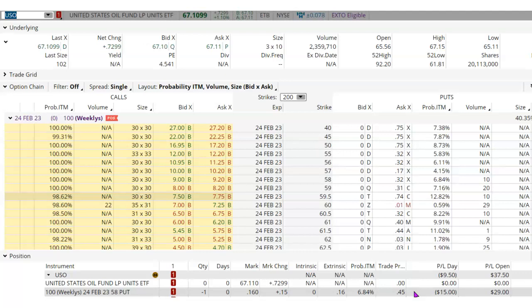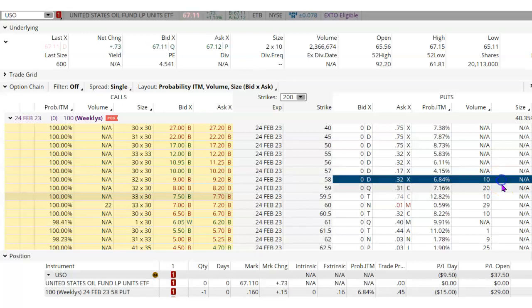And right now, time is 12:55. There are 5 minutes remaining. USO is trading at around $67.11. It is up 73 cents today. The strike price of my put option is $58, so here is my option right there.